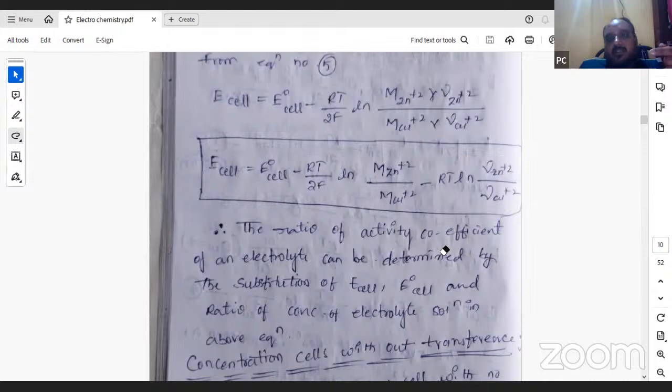Without transference, what are we doing? Only activity we are going to find out, because only one electrolyte will be there. That electrolyte activity can be determined with the help of chemical cells without transference. But chemical cells with transference, two electrolytes we are utilizing. The activity coefficients of the two electrolyte solutions can be determined. These are the two conclusions of chemical cells without transference and chemical cells with transference.